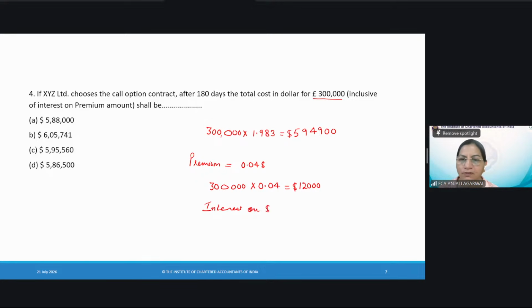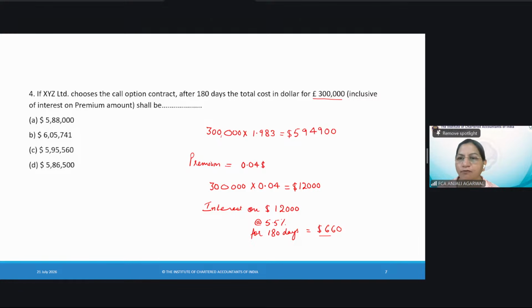Interest on $12,000 at the rate of 5.5% for 180 days is equal to $660. So this will be an additional cost, and we have to calculate what is the total amount of dollar outflow if we use call option and including interest.